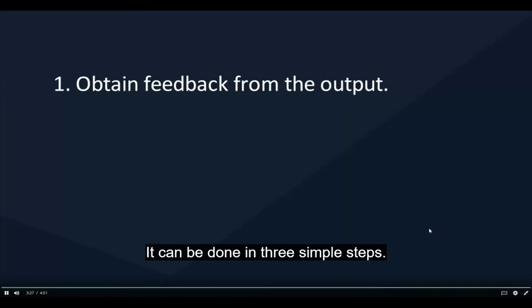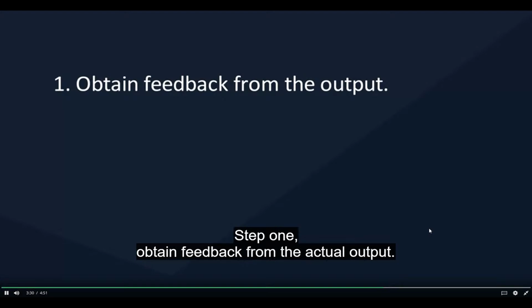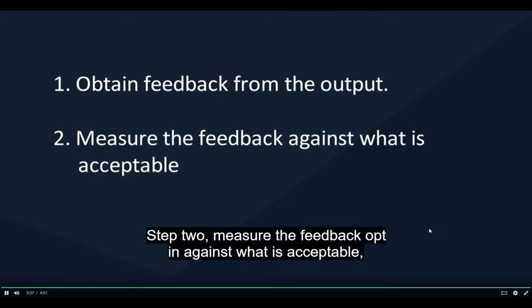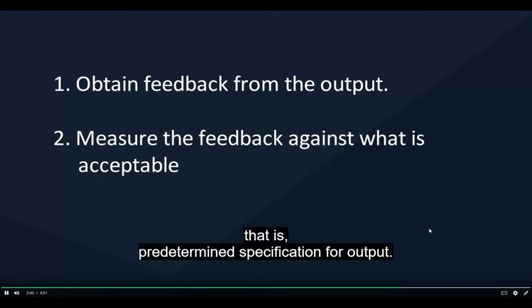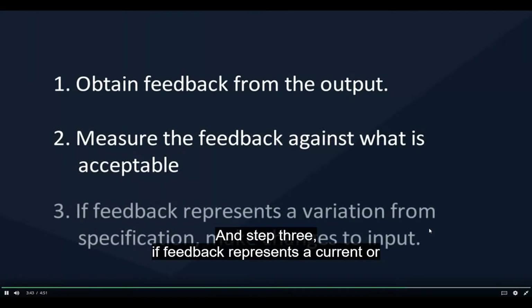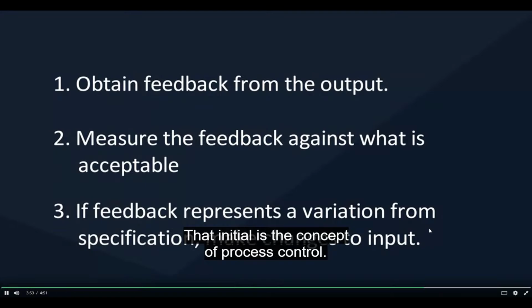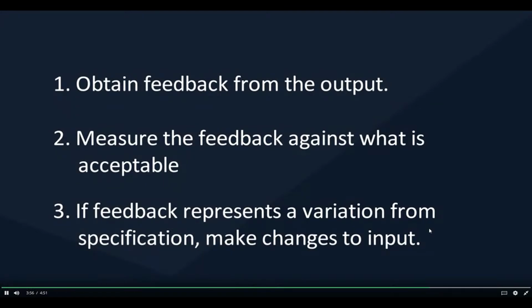It can be done in 3 simple steps. Step 1, obtain feedback from the actual output. Step 2, measure the feedback obtained against what is acceptable, that is predetermined specification for output. And step 3, if feedback represents a current or potential variation from specification, make changes to input as needed. That, in a nutshell, is the concept of process control.